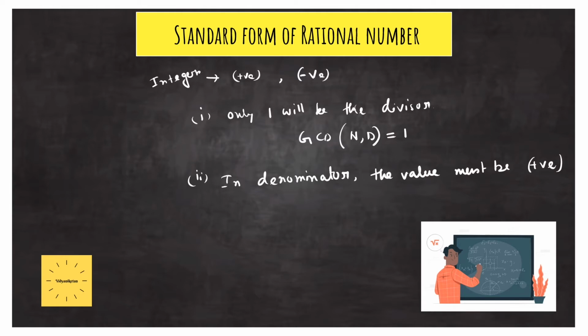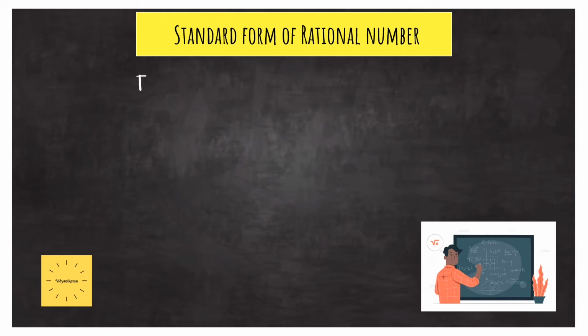Only 1 will be the divisor, and it means GCD of numerator and denominator must be 1, and in the denominator the value must be positive. So these are the two conditions. If these two conditions match, then that particular rational number will be called in the standard form. Now we will take some examples.